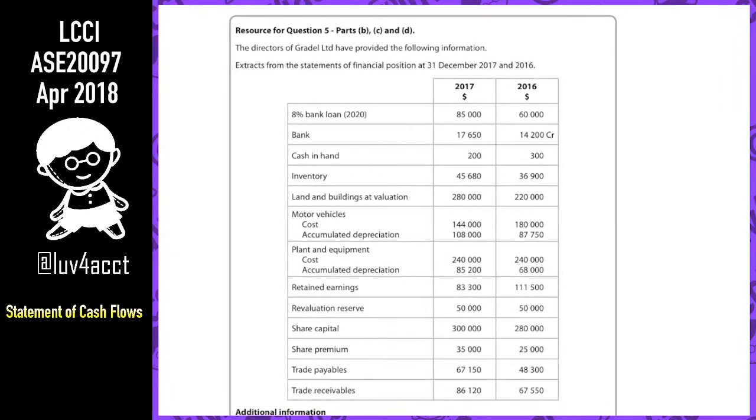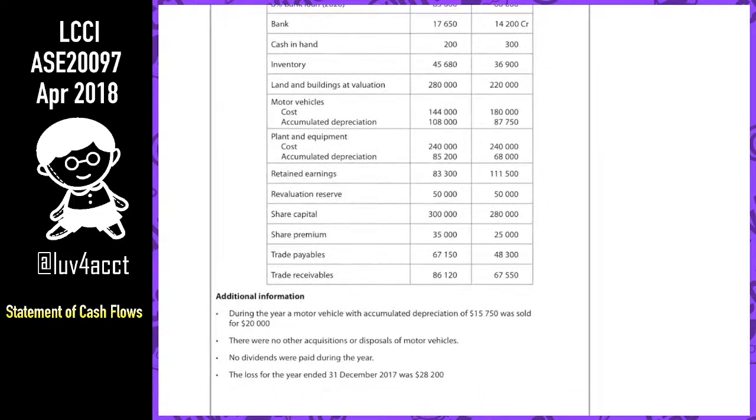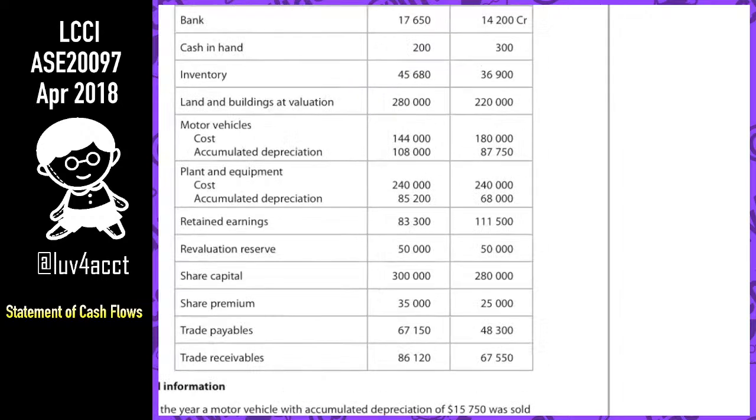The directors of Cradle Limited have provided the following extract from the statement of financial position. Year 2017, year end is on the left hand side. During the year, a motor vehicle with accumulated depreciation 15750 was sold for 20,000. Motor vehicle, let us go and take a look. There were no acquisition or disposal of motor vehicle, and because of this, we can calculate the cost.